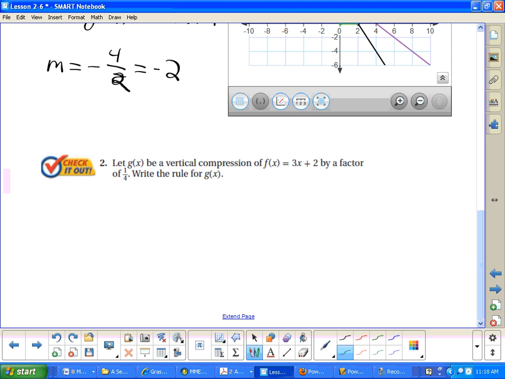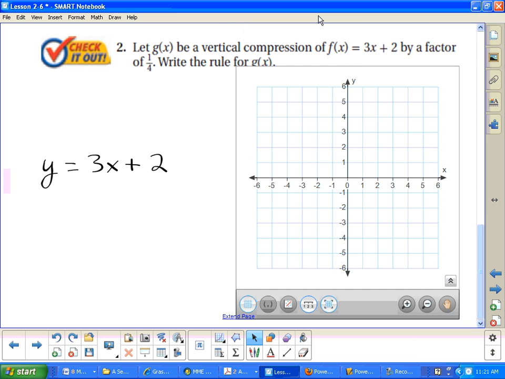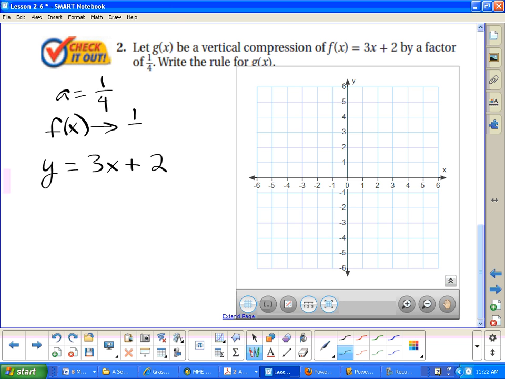All right, so let's do this one. So which letter are we dealing with? Since it's a stretch or compression, is it A or B? Okay, it's vertical, so that means it's A. So that means that A is equal to 1/4. So that means that f of x is going to become transformed into 1/4 times f of x. That means we're going to multiply this whole function by 1/4.